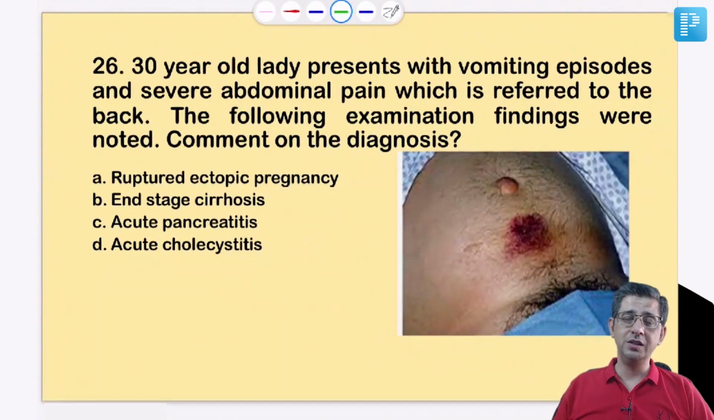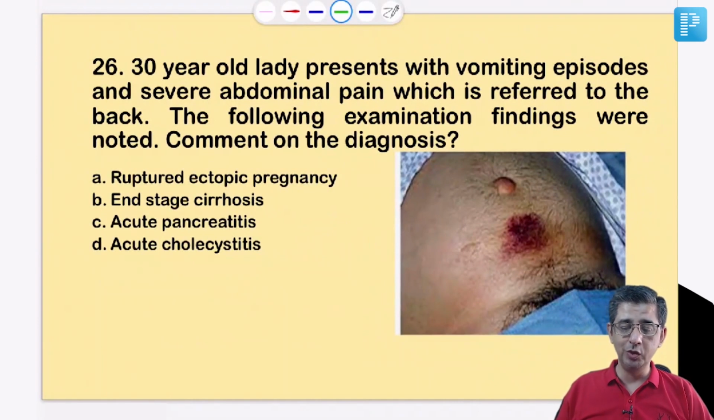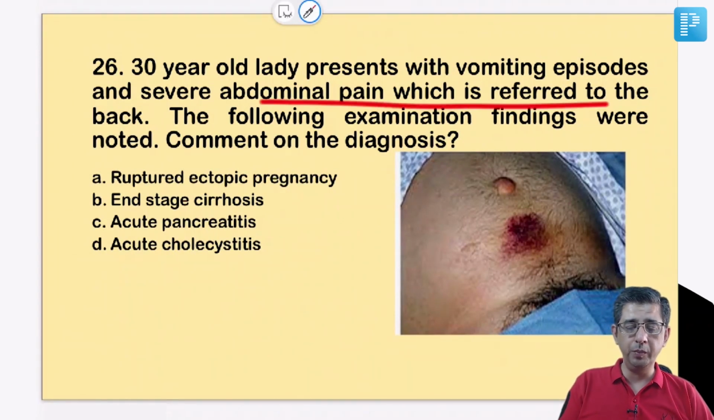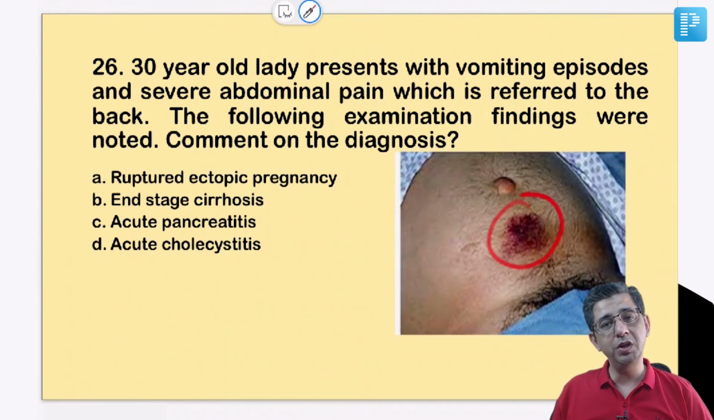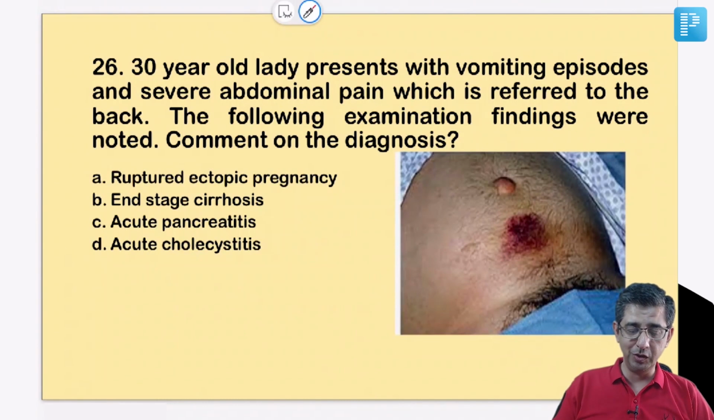The next question has a surgical overlap. This is a lady who's having vomiting episodes with severe abdominal pain referred to the back. The moment you read abdominal pain going to the back, the first thing that comes to your mind would be pancreatitis. And then you can notice the periumbilical bruising in the patient. So the correct answer for this question is straight away C.